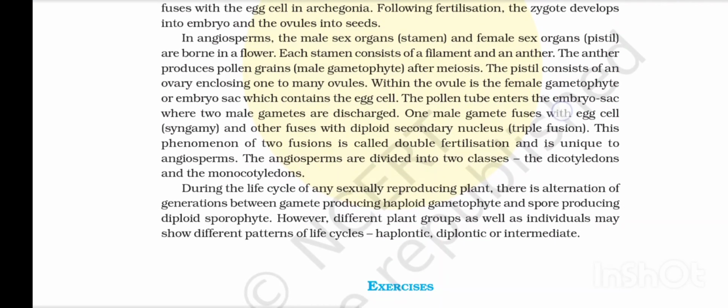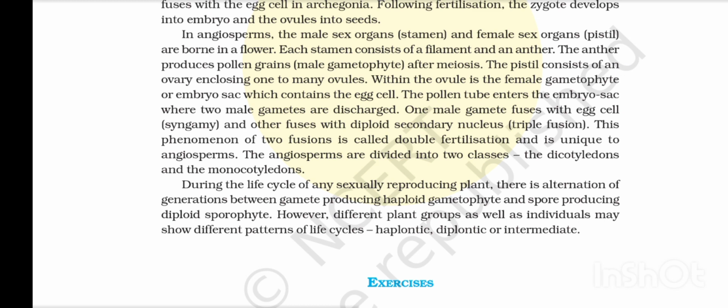In angiosperms, the male sex organs, stamens, and female sex organs, pistils, are borne in a flower. Each stamen consists of a filament and an anther. The anther produces pollen grains after meiosis. The pistil consists of an ovary enclosing one to many ovules. Within the ovule is a female gametophyte or embryo sac which contains the egg cell. The pollen tube enters the embryo sac where two male gametes are discharged. One male gamete fuses with the egg cell and the other fuses with the diploid secondary nucleus. This phenomenon of two fusions is called double fertilization and is unique to angiosperms. The angiosperms are divided into two classes, the dicotyledons and the monocotyledons.